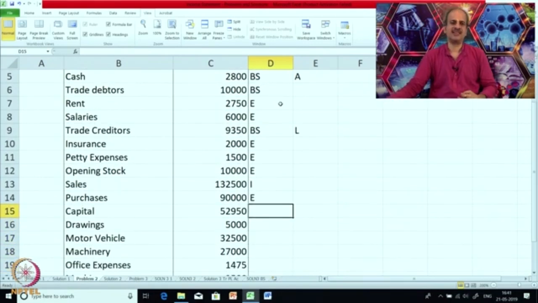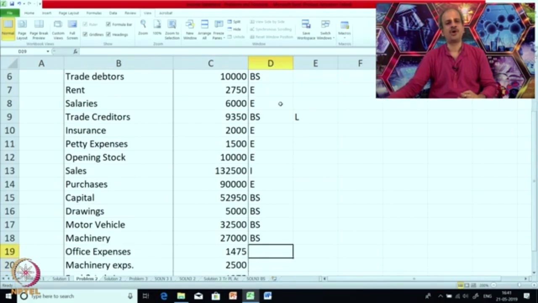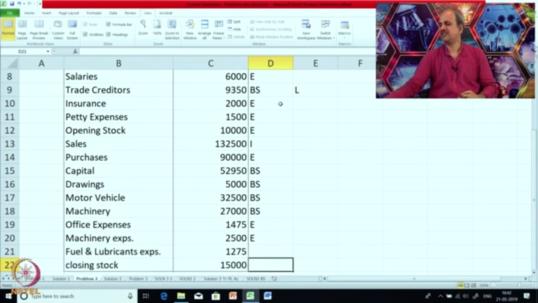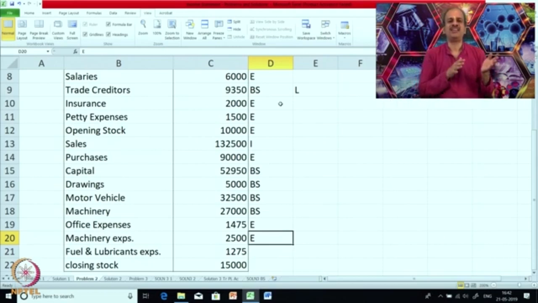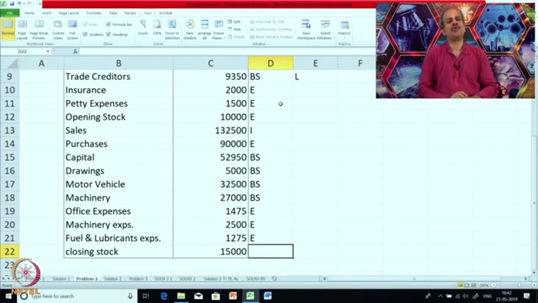Capital, neither income nor expense, it's a balance sheet item. Drawings, again a balance sheet item. Motor vehicles, balance sheet item. Machinery is a balance sheet item. Office expense is an expense. Machinery expenses, mark well, these are maintenance or such expenses on machinery. They are not for purchase or for acquisition of machine. So machinery is a balance sheet item, but machinery expense is an expense item. Fuel and lubricant, another expense, and last item, closing stock.